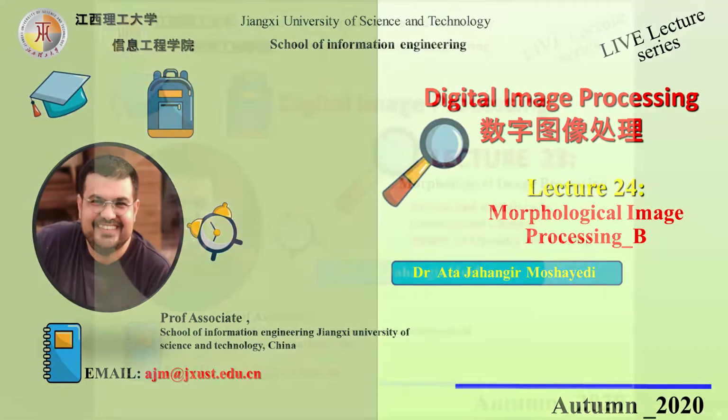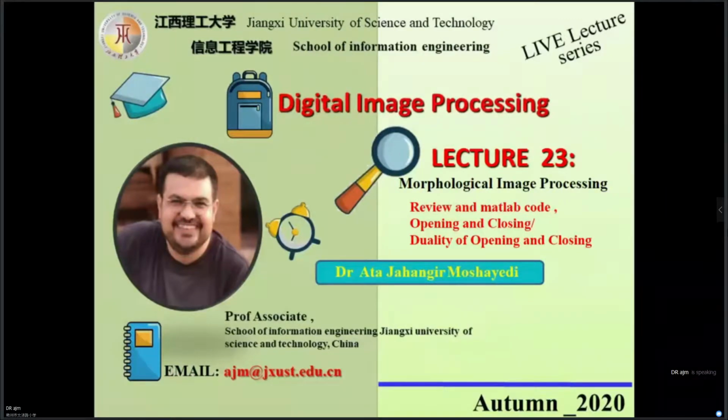Today's talk continues the subject that we have, the morphological image processing. Initially, we will review some points on morphological processing, and then we will look at two or three code examples about the performance of morphological operations on an image. Then we will talk about two concepts, opening and closing, and the duality between opening and closing.